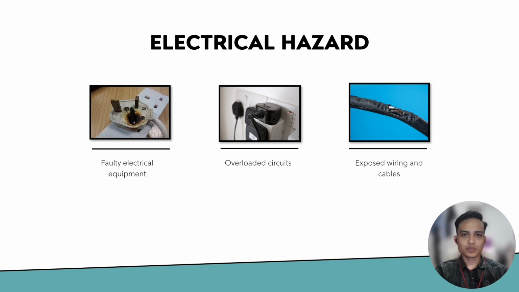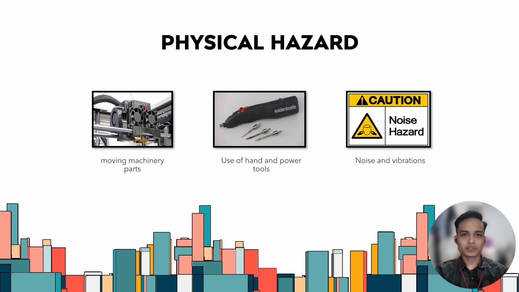Next, exposed wiring and cables can also contribute to electrical hazard. Exposed or improperly insulated wiring not only increases the risk of electrical shocks but also poses a tripping hazard. Safeguarding against this risk involves securing and protecting all wiring and cables, keeping them away from heavy machinery or foot traffic. One significant physical hazard is the risk of moving machinery parts.